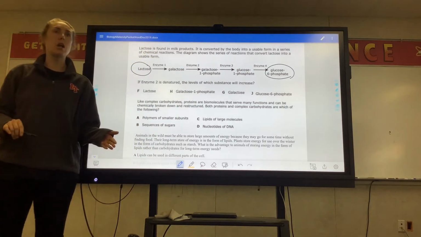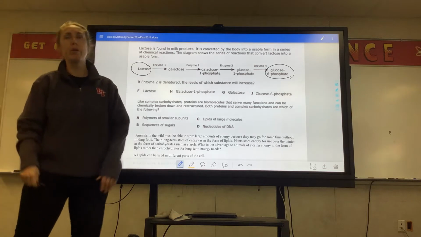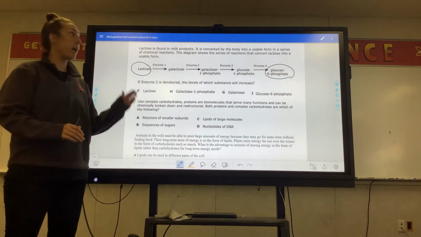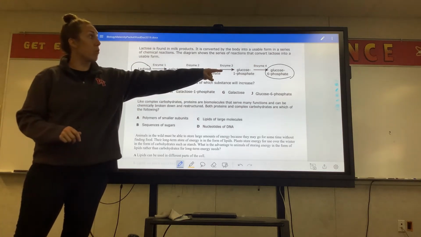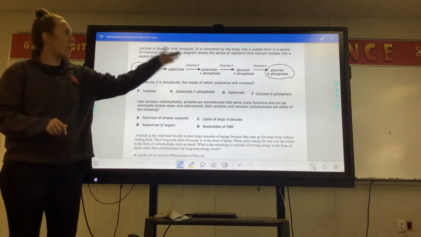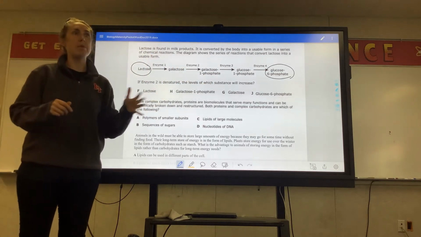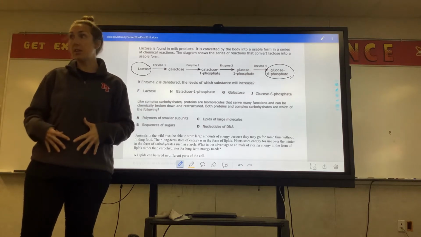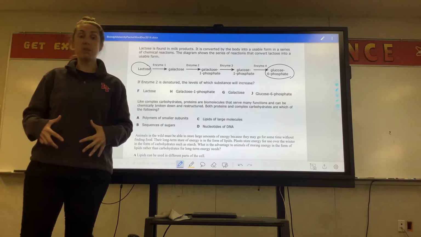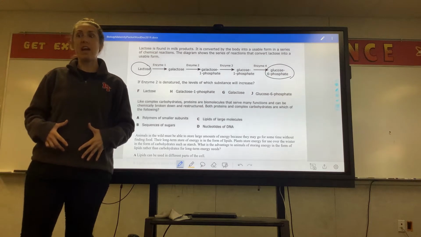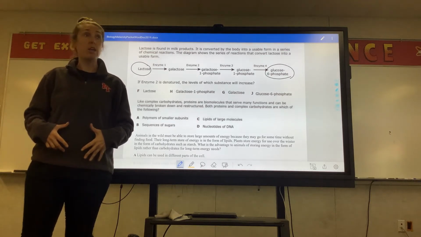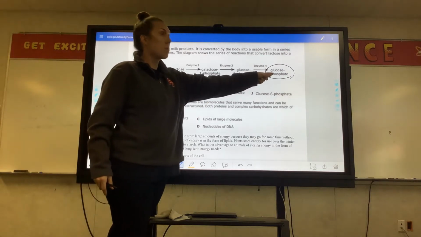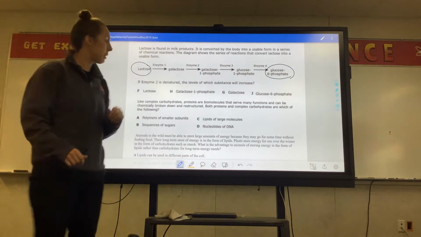So being lactose intolerant isn't just simple, oh, I can't do this. It's, okay, I cannot get to a usable form, so a bunch of this stuff just never happens. Now the reason why you experience the reaction here, you got all this buildup of something, we're going to talk about it, and you can't use it, okay? You can use this, but you can't get to this.